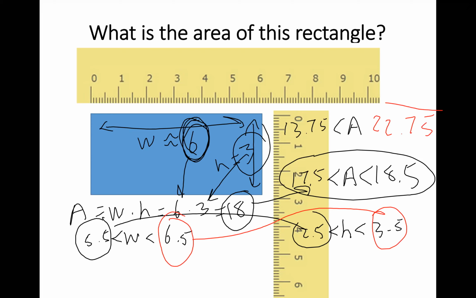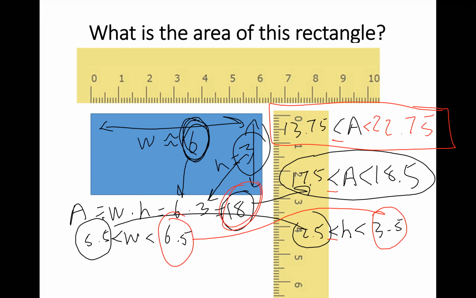Okay, so this is the real true range of uncertainty on the area. It could be as low as 13.75, could be as big as 22.75. I better put it less than or equal. And by the way, on the left side is less than or equal to, on the right side is just less than but not equal to. All right, so can you see the problem here?